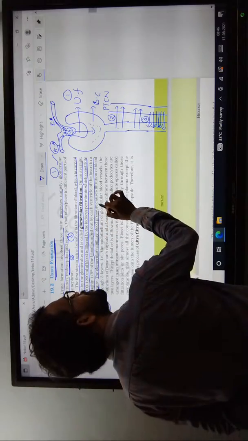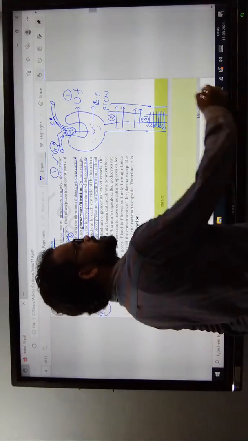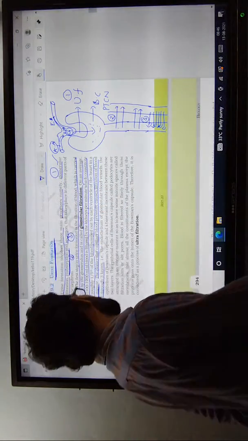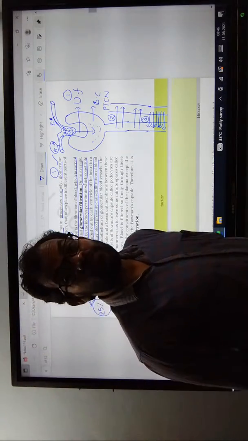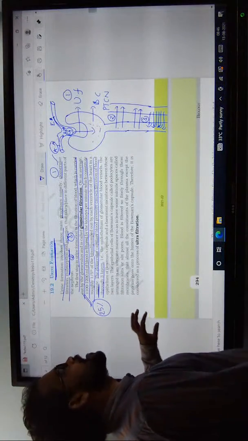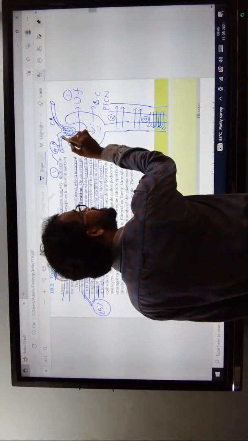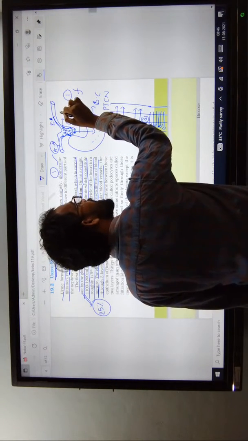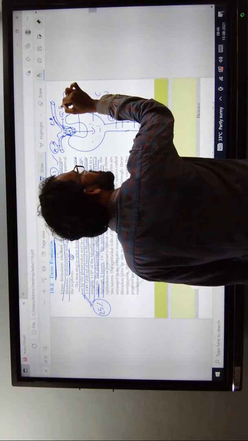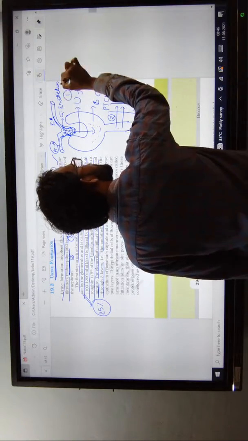The filtration of blood from the glomerular capillary takes place through three layers. The glomerular blood capillaries have three layers involved. What are the three layers? First, the endothelium of the glomeruli, the glomerular endothelium. What is endothelium? How many layers are present in the capillaries?